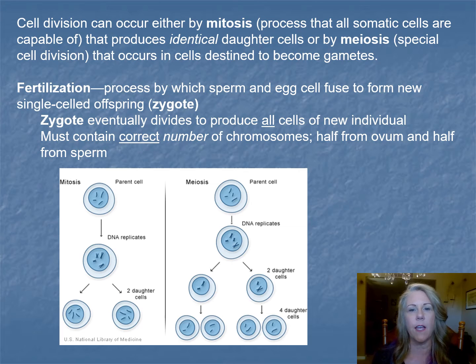It must contain the correct number of chromosomes, and you're getting half from the ovum and half from the sperm. So for us in humans, the full complement of the chromosomes is 46. So each gamete will have 23. So 23 from the egg, 23 from the sperm, they're going to come together, and we're going to have our full complement of 46.